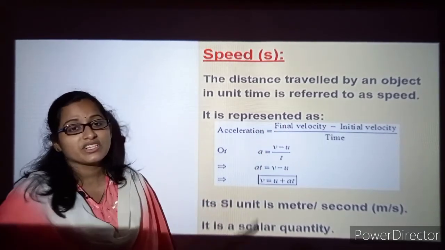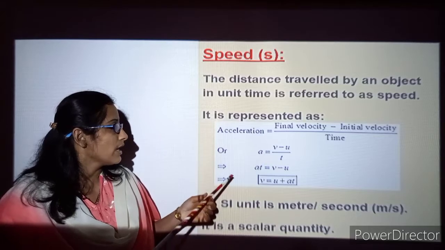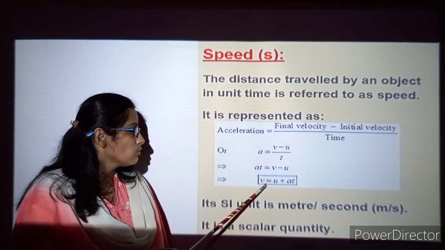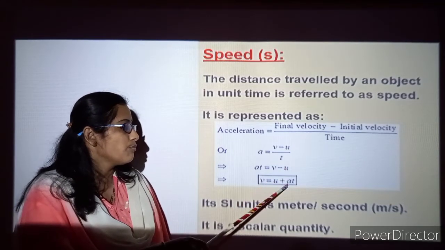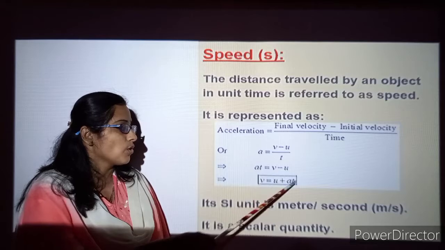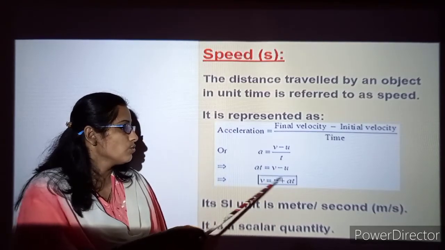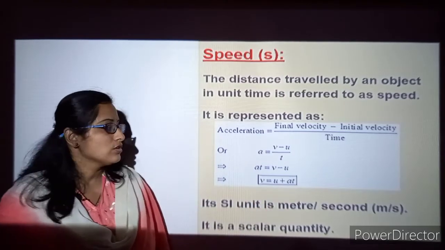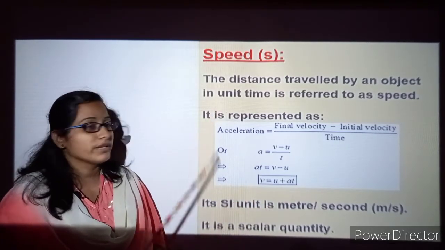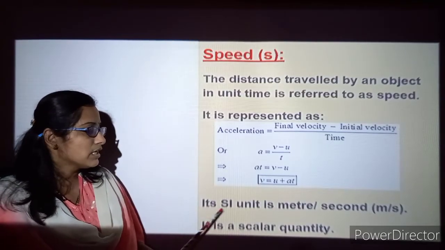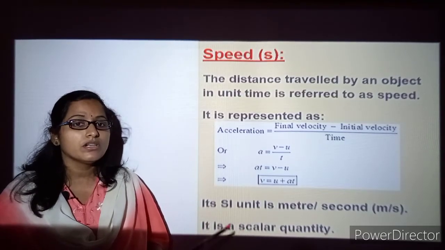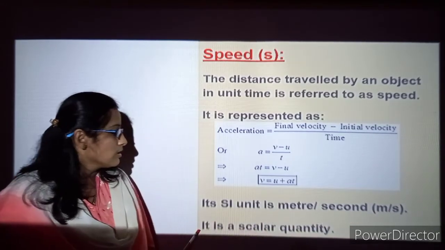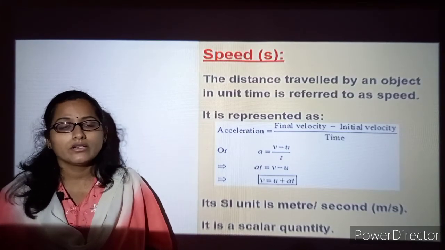So it is with respect to the final velocity, acceleration, time and the initial velocity. So you can see, what is final velocity? It is u plus at. So at has been brought over here, so it will be v is equal to u plus at. So that is the mathematical expression. And the SI unit of speed is meter per second. It can be represented by m/s. So it is also a scalar quantity.